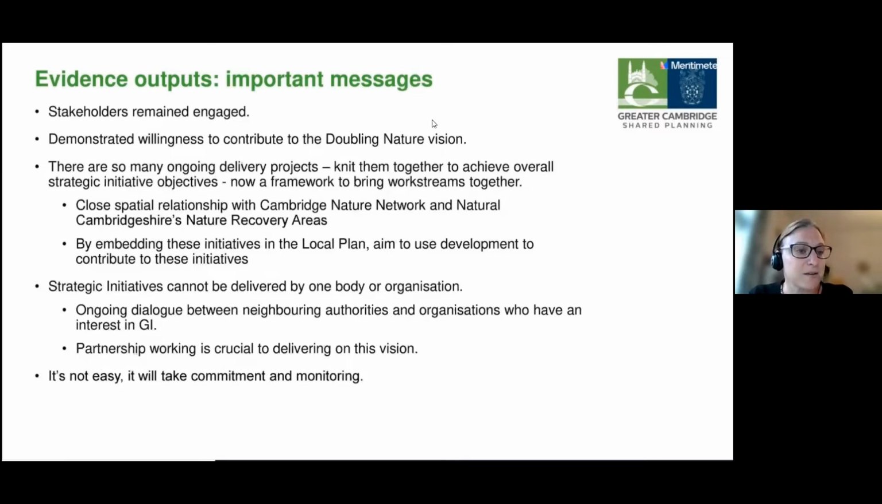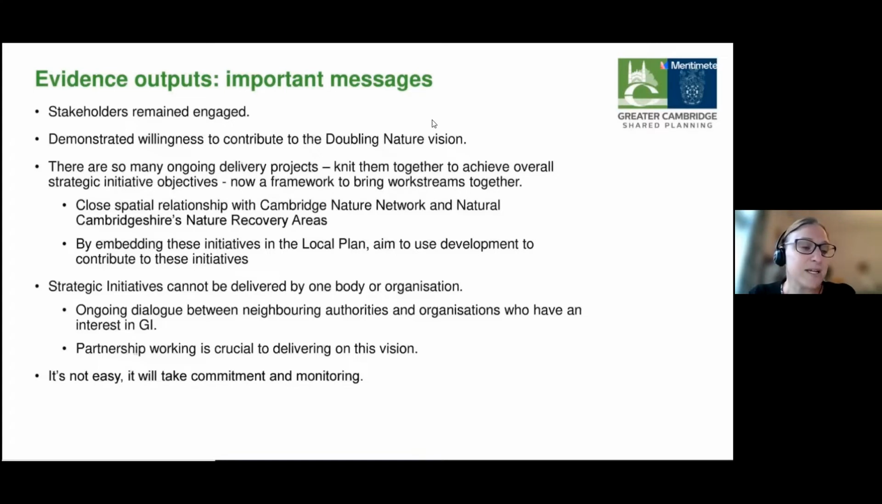It's worth saying that the resulting initiatives have a really close spatial relationship with the Cambridge Nature Network and Natural Cambridge's nature recovery areas. So again, going back to what John was saying, everything's rowing in the same direction. And by embedding these initiatives in the local plan, there's also an aim to use development to contribute towards these initiatives.